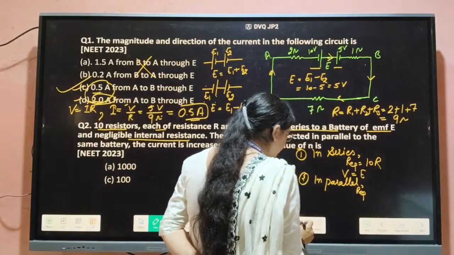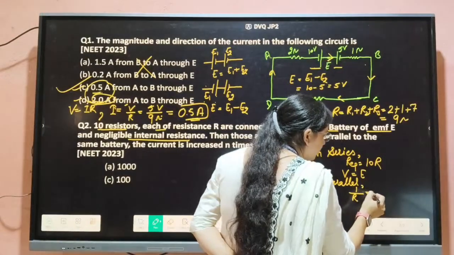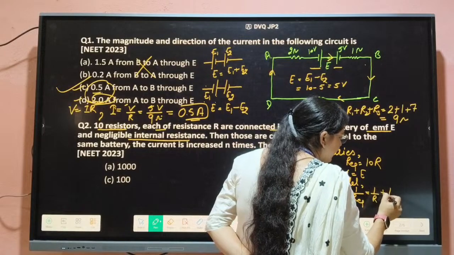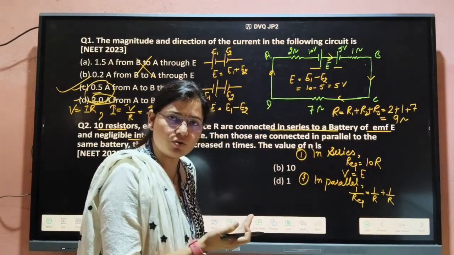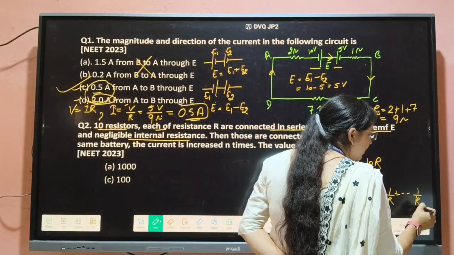Equivalent resistance in parallel, we can write 1 by R equal to 1 by R1 plus 1 by R2 plus 1 by R3, like this. So each resistance is R value only, up to 10 of them.